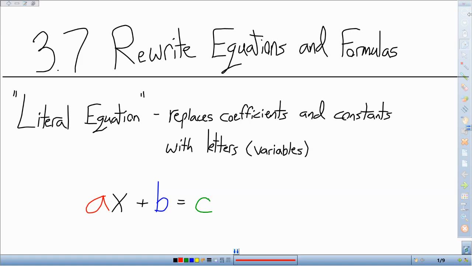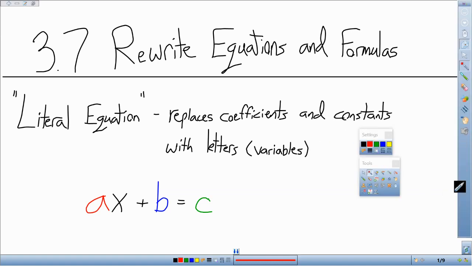A literal equation replaces coefficients and constants with letters, i.e. variables. So basically, a literal equation is an equation just made up of variables. The big point of this whole lesson is we're going to be solving these equations for different variables. So no numbers today, just letters. But you'll see we follow the same solving rules. Our answers look a little different, or interesting, but it's the same solving rules we've been learning this entire chapter or two.